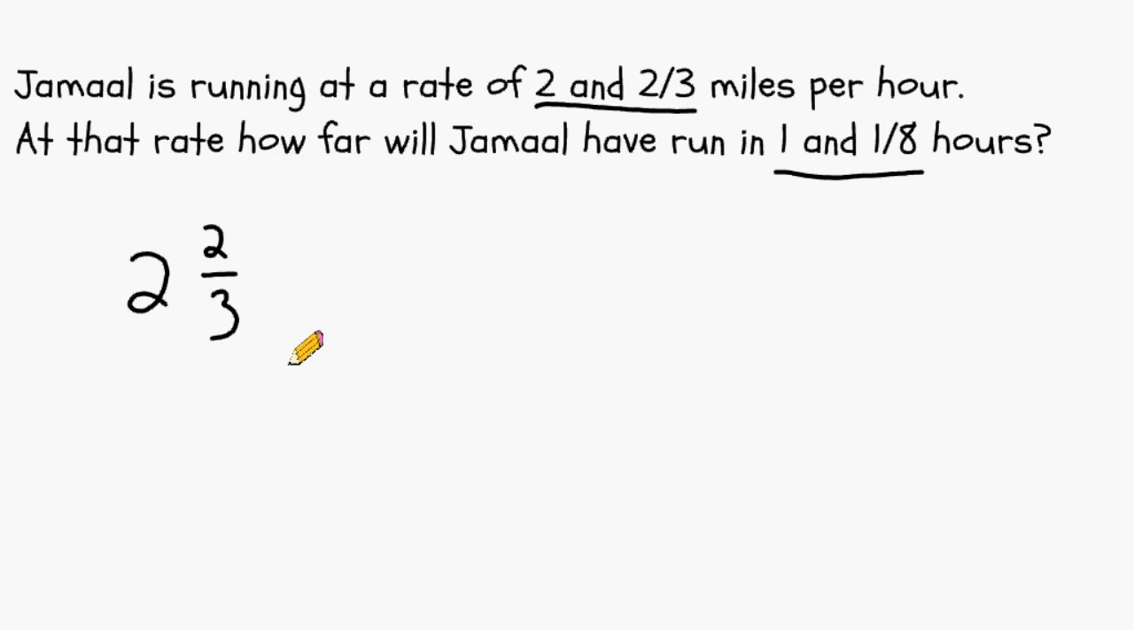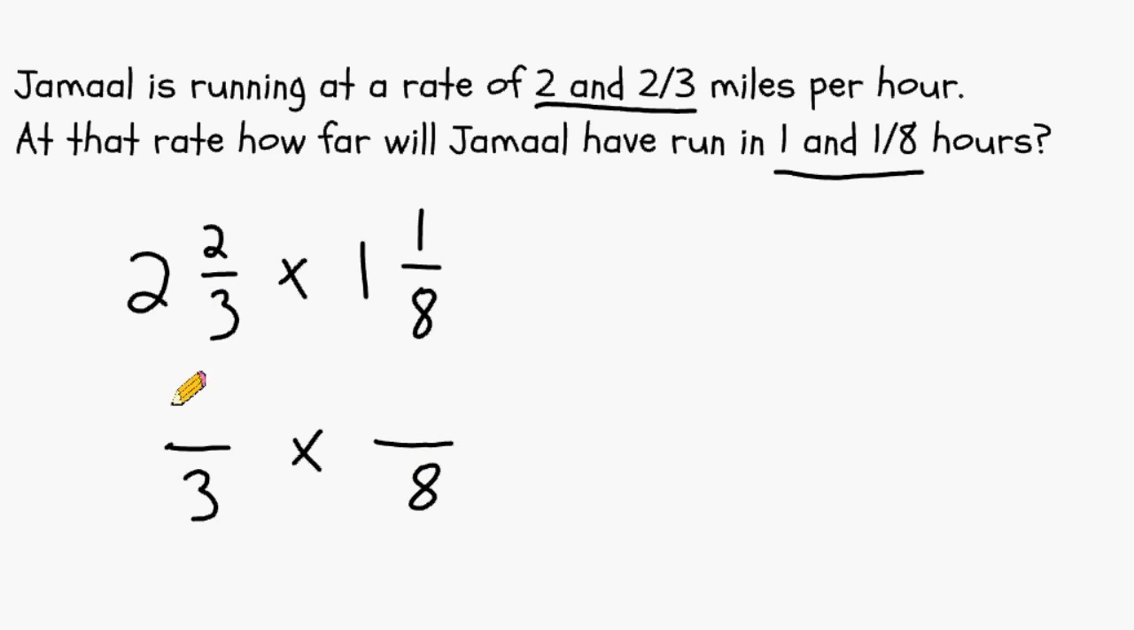So for 2 hours, we would multiply this by 2, and for 3 hours, we would multiply this by 3. But the problem asks, how far will Jamal have run in 1 1/8 hours? So we multiply 2 2/3 by 1 1/8. And because both of these values are mixed numbers, we have to rename both of them as improper fractions. So for 2 2/3, I'm going to write the denominator 3 because that's not going to change. And for 1 1/8, I am going to just rewrite the 8 down here.